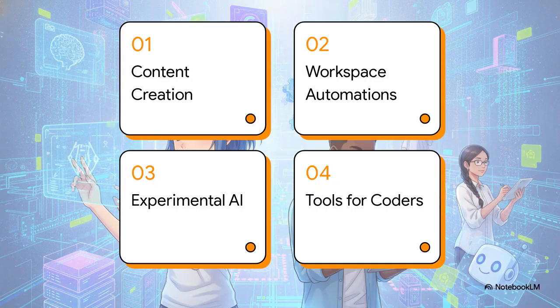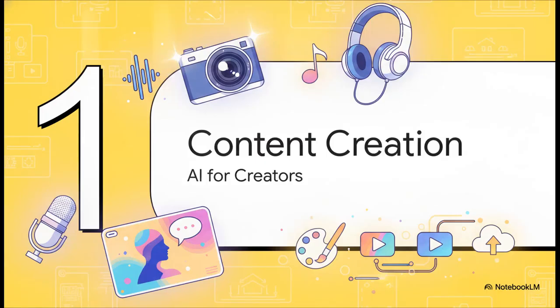So here's the roadmap for this explainer. We're going to hit 4 main areas: supercharging content creation, automating your daily workspace, exploring some wild experimental AI concepts, and finally, tools for developers and coders. Let's jump in. Section 1, supercharging content creation, specifically AI for creators and businesses.